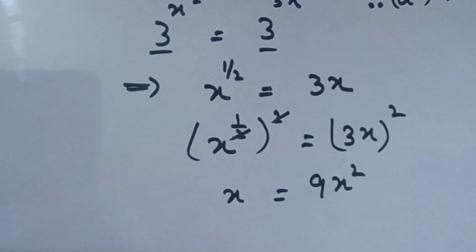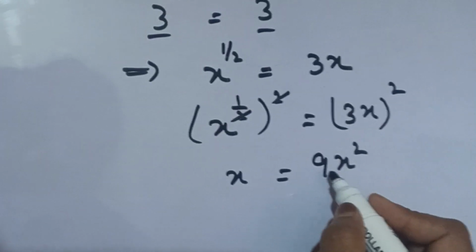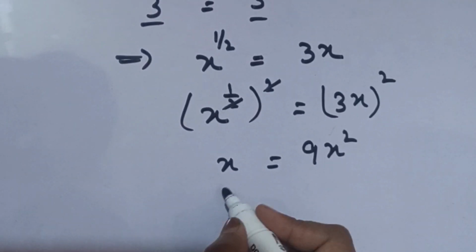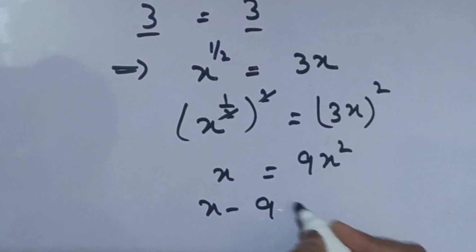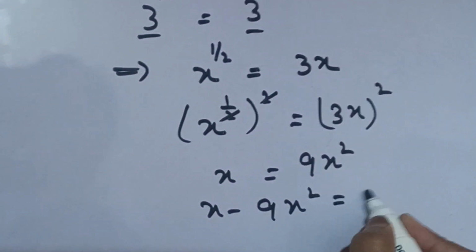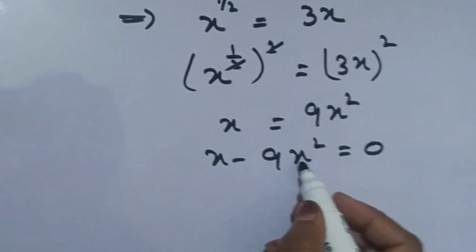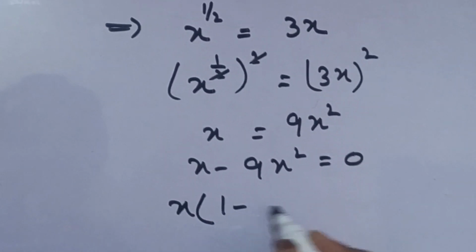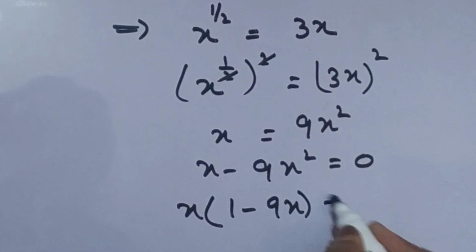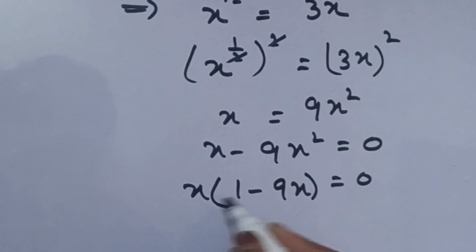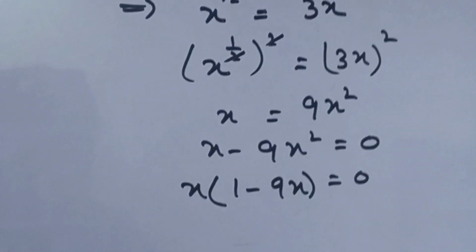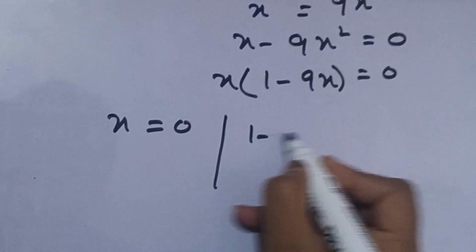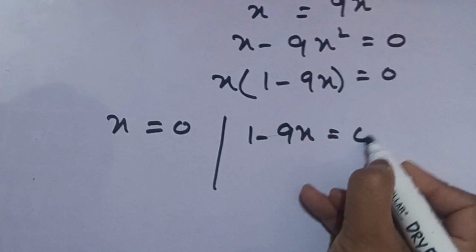square. In the next step, we subtract 9x square on both sides of this equation. So we have x minus 9 times x square, this is equal to 0. And x is involved in these two terms, so we factor out x, and the remaining value is 1 minus 9x, this is equal to 0. So this implies one of them must be equal to 0. So we have x is equal to 0, or 1 minus 9x is equal to 0.